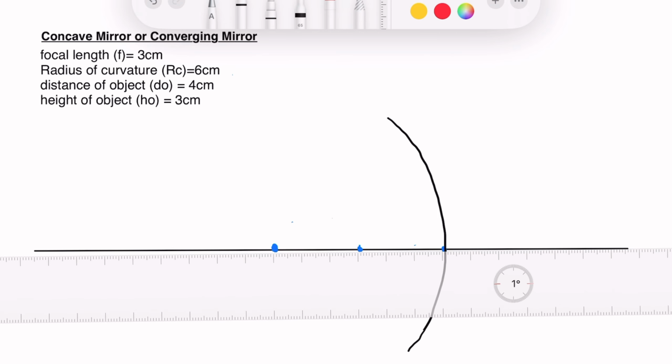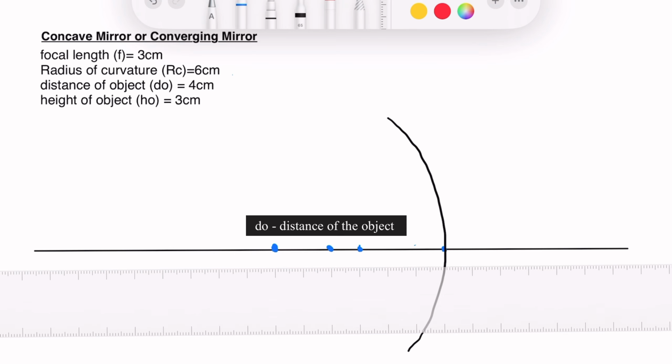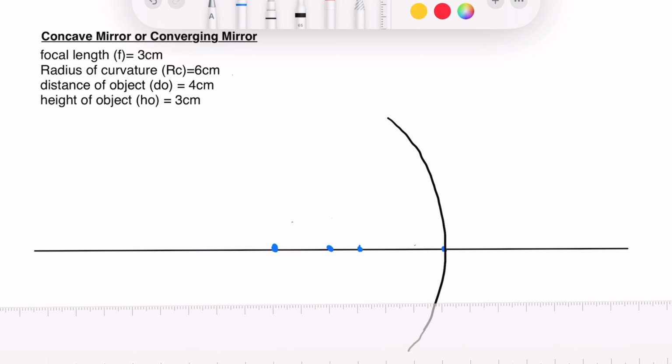The next thing I'm going to do is measure the distance of the object, which is 4 centimeters from the concave mirror. So 4 centimeters, that would be here. That's the distance of my object. Let me just label this. I have here the vertex, which is marked by V. I have here the focal point. I have here the distance of the object, and I have here the center of curvature.